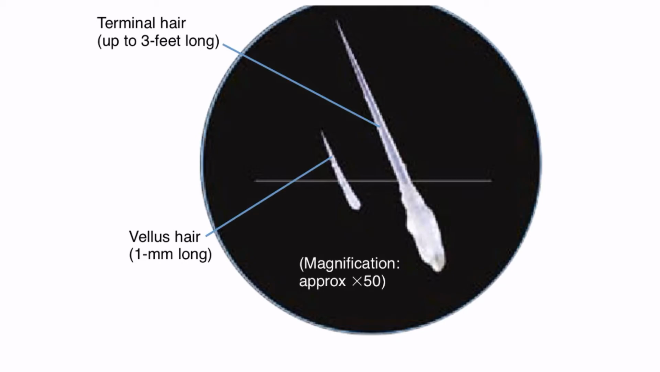Terminal hair can grow up to 3 feet long, and vellus hair only grows about 1 millimeter long. Vellus hair, also known as peach fuzz, is short, fine, unpigmented, downy hair that appears on the body with the exception of the palms of the hands and the soles of the feet. So no hair grows on the palms of the hands and the soles of the feet.